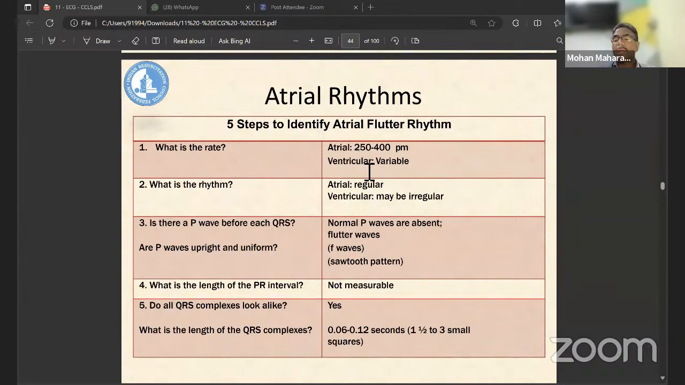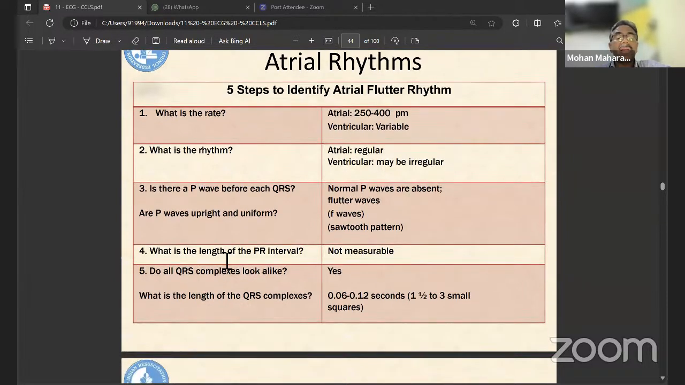The ventricular rate can vary. It depends on how much activity the AV node conducts, how much it has been firing. Please understand, atrial is regular and ventricular may be irregular. Normal P waves are absent before each QRS, replaced by F waves, also called flutter waves, so it looks like a sawtooth. What is the length of the PR interval? Not measurable. All QRS complexes look alike, and the size of the QRS is not going to change. This is atrial arrhythmia.